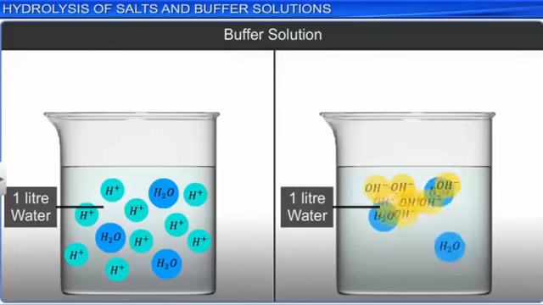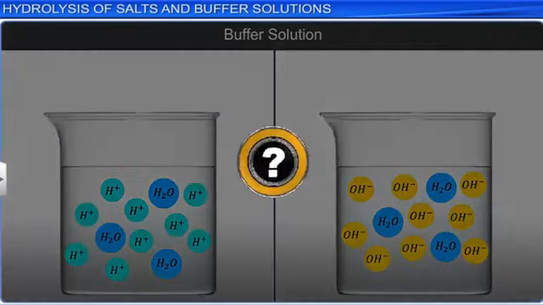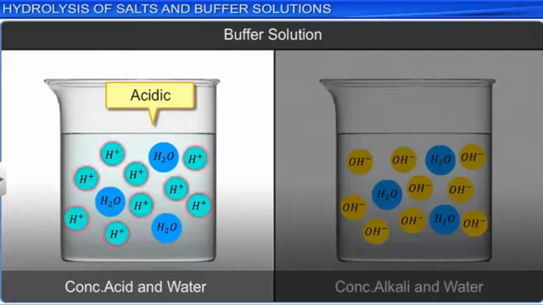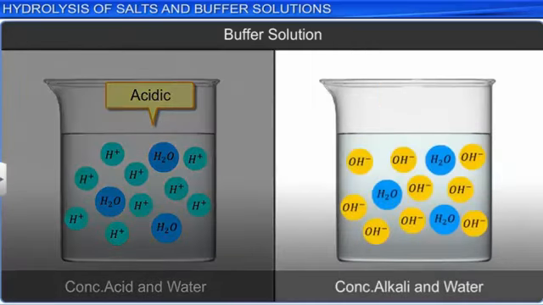Does the pH of the water change? Yes, it does. The addition of 1 drop of concentrated acid to 1 liter of water increases the H+ ion concentration and makes it appreciably acidic. Similarly, the addition of a drop of concentrated alkali increases the OH- ion concentration and makes it basic.